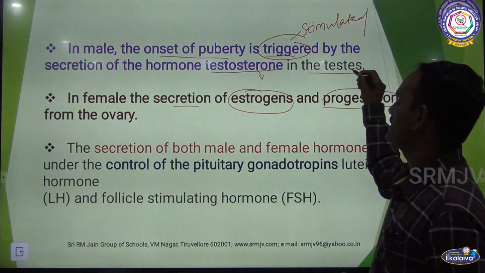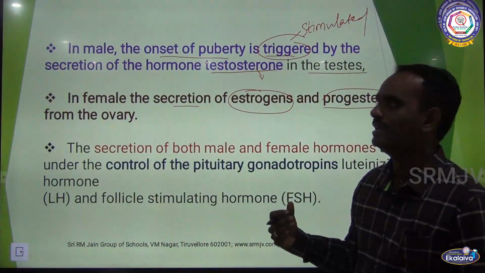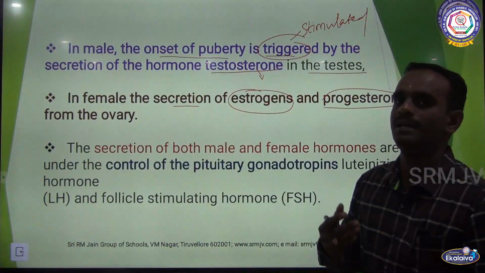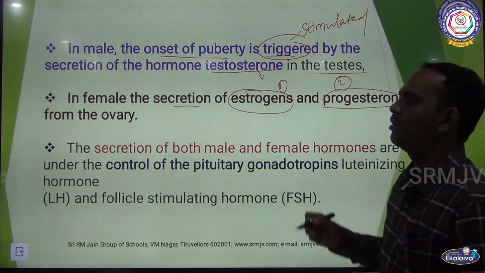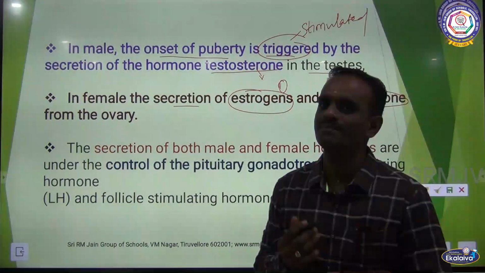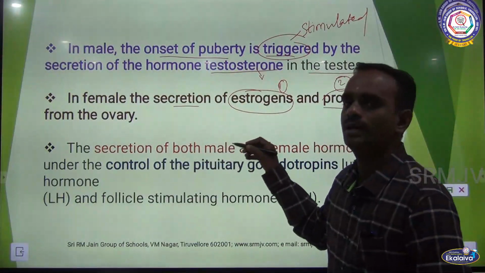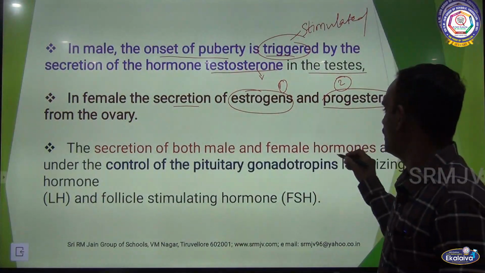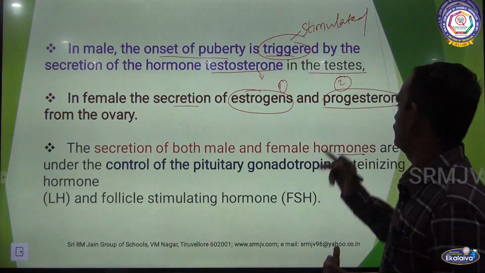You know very well, testes and ovary are the primary organs, right? So in females, the onset of puberty is mainly due to the secretion of estrogen and progesterone hormones from the ovary. Clear children? Yes. Next, the secretion of both male and female hormones, that is testosterone, estrogen and progesterone.